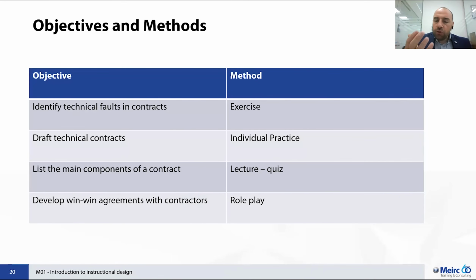You can imagine that you are giving this participant or this learner a contract with some faults in it, and you are asking them to highlight the faults. And that's very observable. But if my learning objective was stating to know the technical faults in contracts instead of identifying, then it's going to be messy. The evaluation is going to be messy. The design is going to be messy.